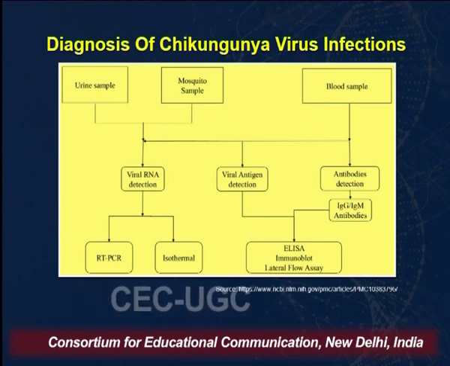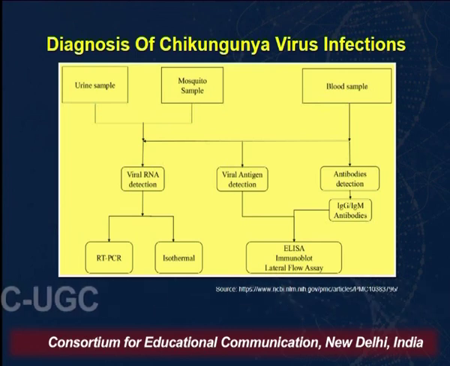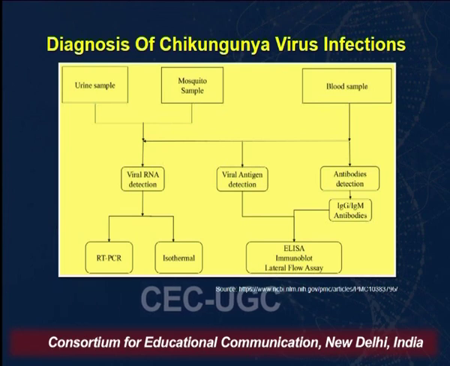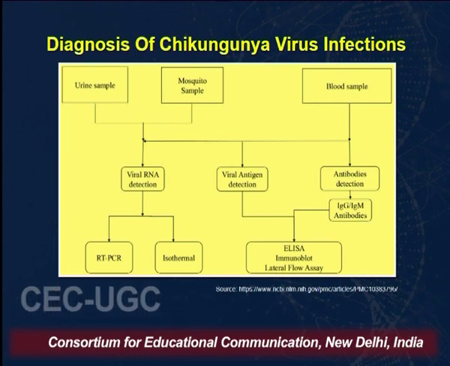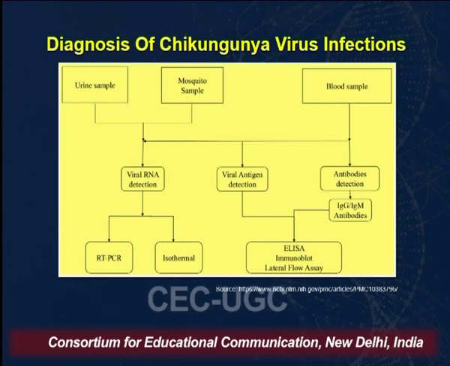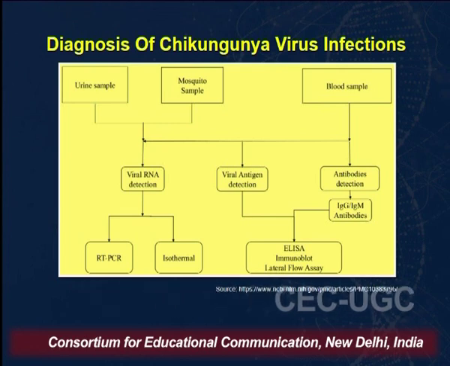Now, we come to the diagnosis of chikungunya virus infection. So, it includes the detection of viral RNA or the viral antigen. The indirect method includes antibody detection.